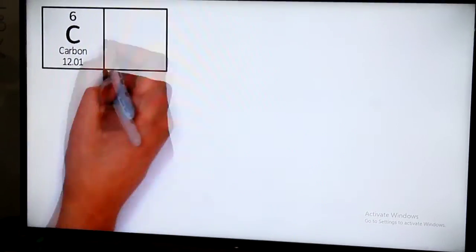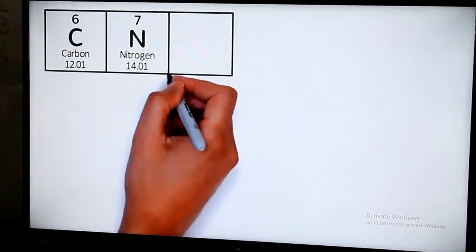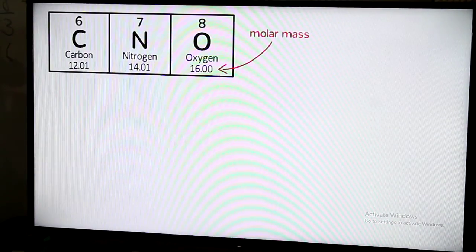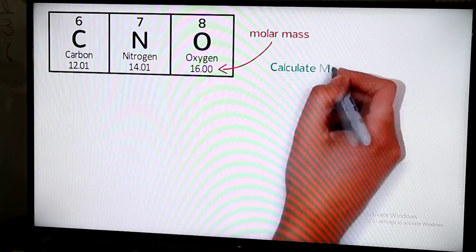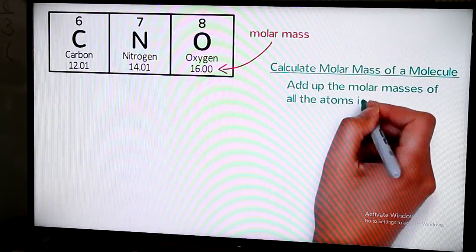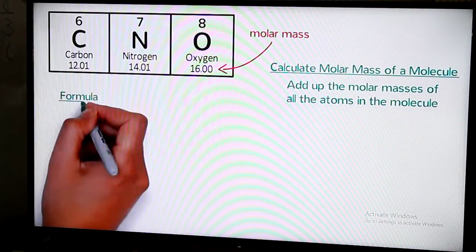Let's start by looking at molecules made from carbon, nitrogen, and oxygen. The molar mass of each element is typically written on the bottom. Now, in order to convert between grams and moles for a molecule, we will need to calculate the molar mass of the molecule by adding up the molar masses of all the atoms in the molecule. Let's try a few examples.